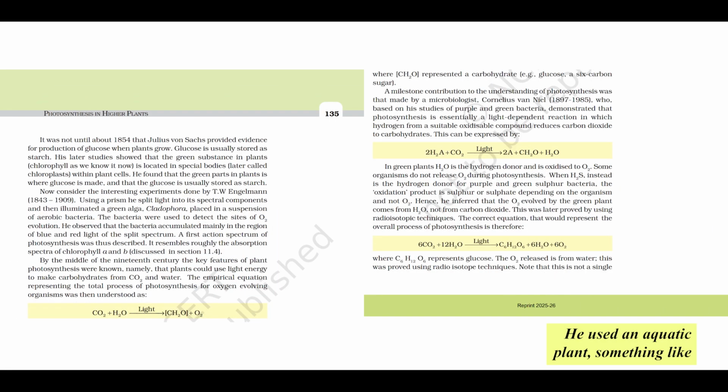Building on Priestley's work, Ingenhousz entered the scene in the late 1700s. He used an aquatic plant, something like hydrilla, and observed that in bright sunlight, tiny bubbles formed around the green parts of the plant. But these bubbles vanished in the dark. He deduced that sunlight is crucial for plants to purify the air, and critically, that only the green parts are capable of releasing oxygen. That was a key step.